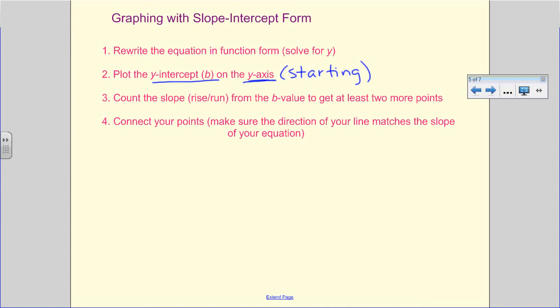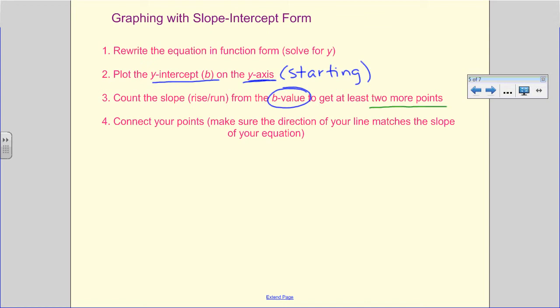Then you count your slope from the b value. Okay? You start from that one toothpick. You don't start back at 0. You start at one toothpick and then add on. And I want you guys to get at least 2 more points. Okay? We'd like to have neat graphs. The more points you have, the neater they are. So if you don't have access to a ruler, you need to have a lot of points.